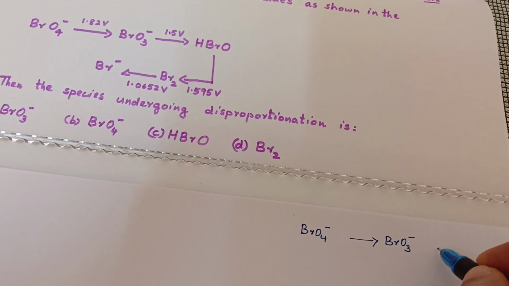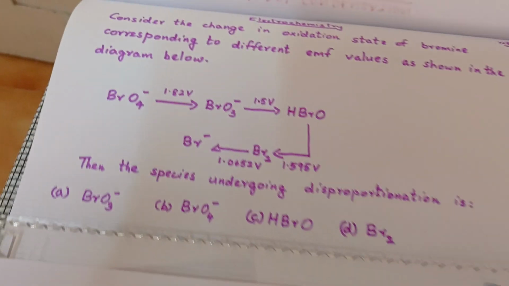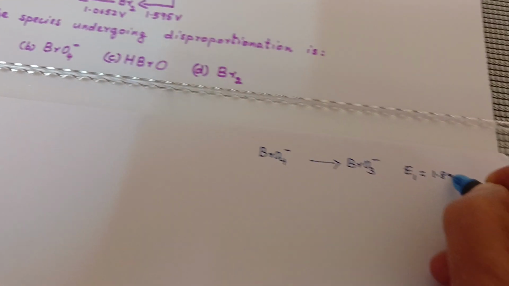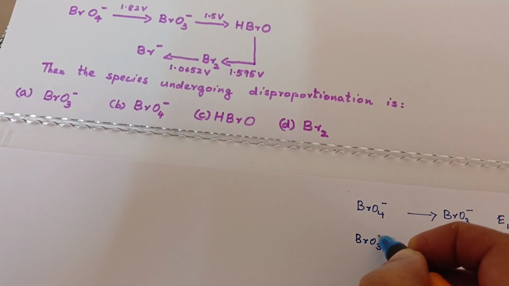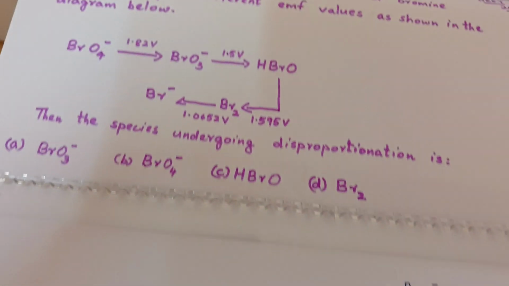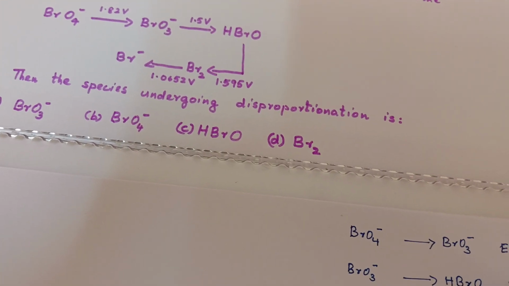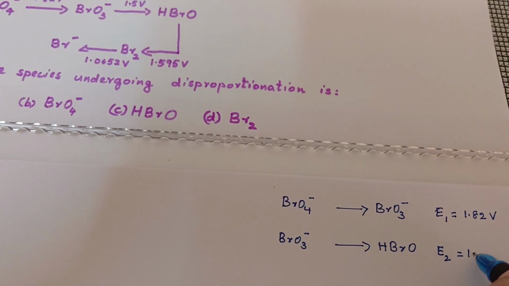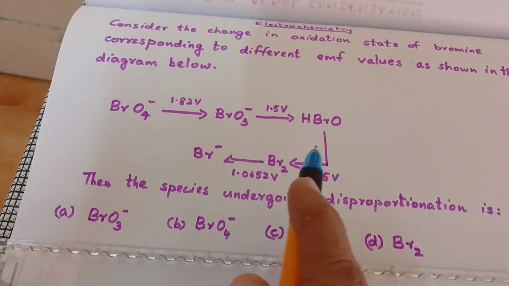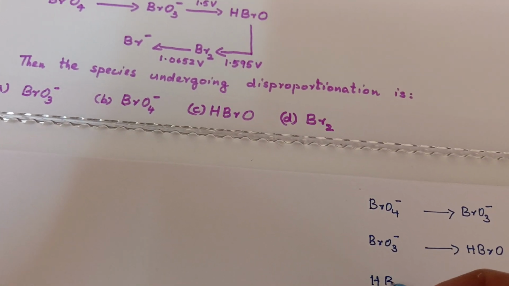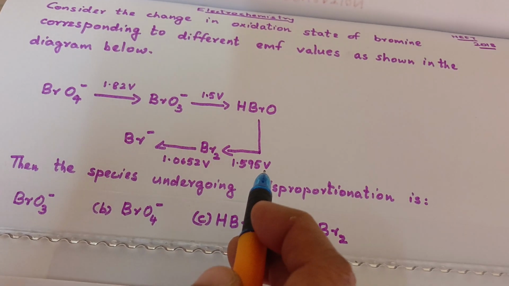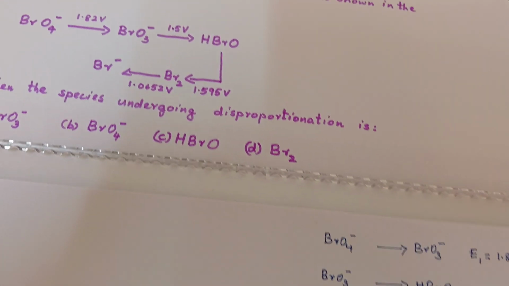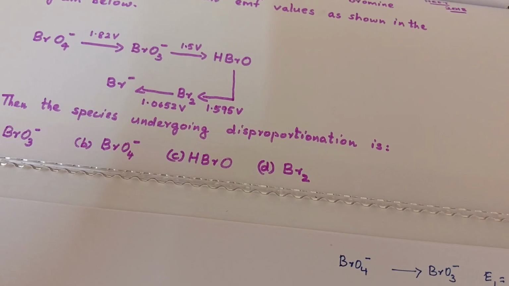The EMF associated with it, let us take it as E1 equals, on the arrow it is given, 1.82 volts. And the next one is BrO3 minus giving HBrO. The EMF required is 1.5 volts. So let that be E2 equals 1.5 volts. Next one, HBrO giving Br2. E3 equals 1.595 volts.